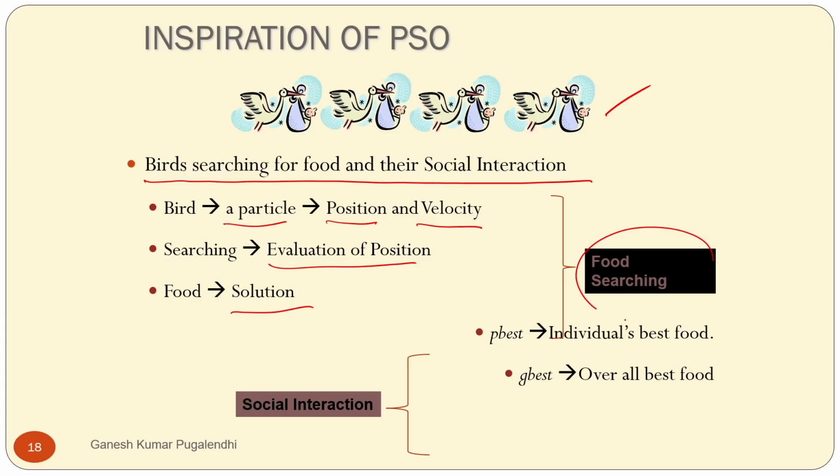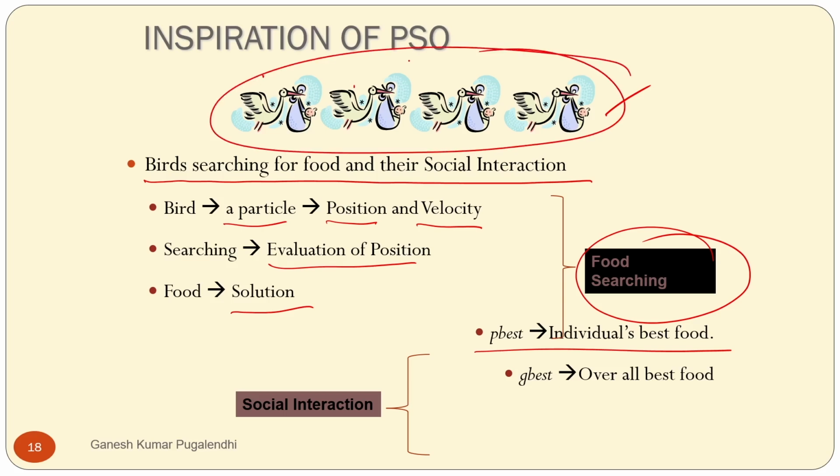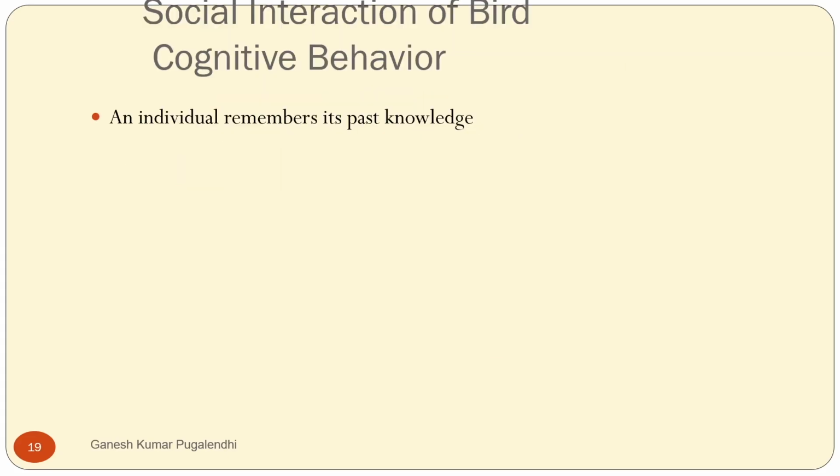So this is the food searching behavior, and P best is each individual's own best food value, this bird has its own, and overall there will be a best food value. That is the P best and G best, and this is social interaction. A group of birds goes searching for food, and they have individual intelligence as well as collective intelligence through collective interaction. So updation happens and we obtain the best fitness value.